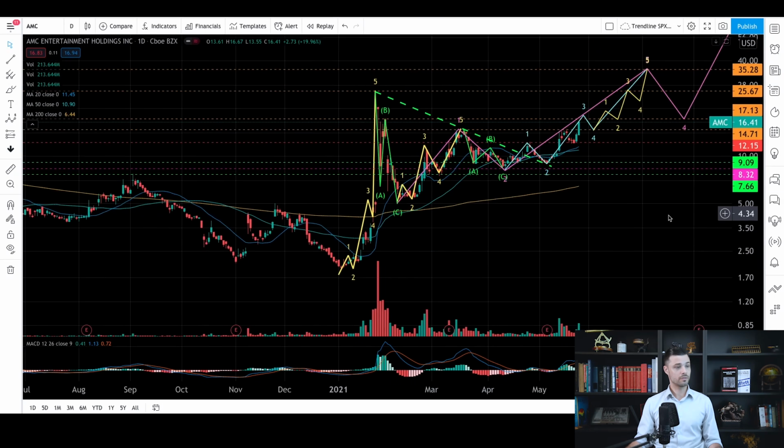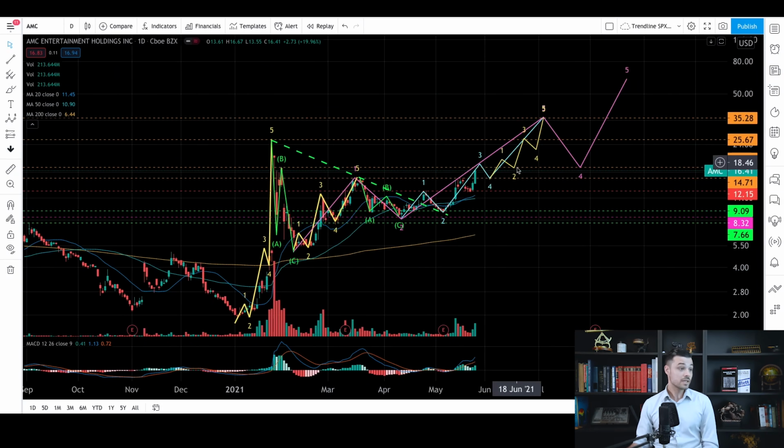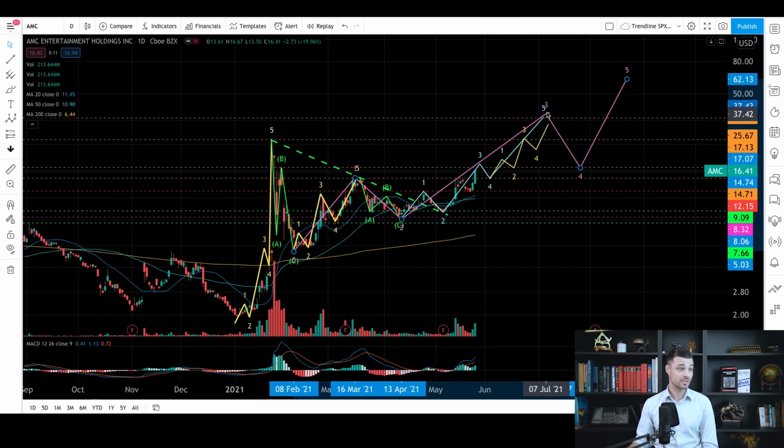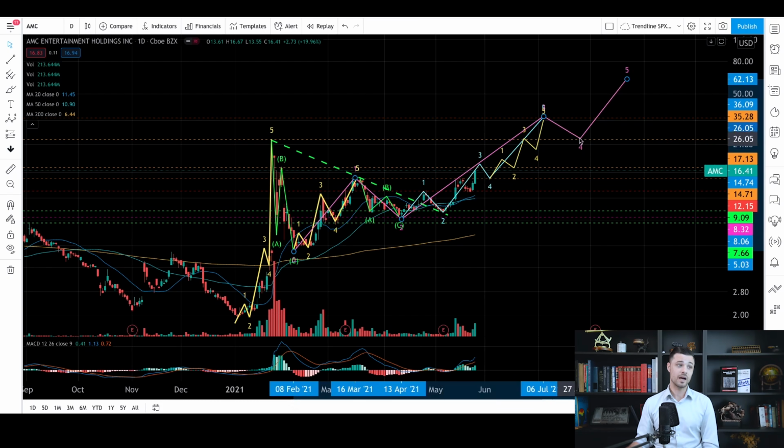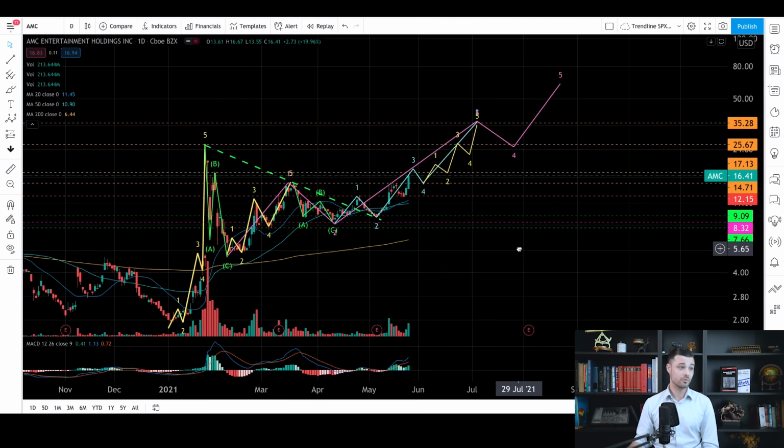So let me come back here. Let's see what we're having, guys. The third wave might even break the 35 level itself. This is possible as well, but most likely it will be the maximum of this third wave. And then let's see how deep we correct, but we know that we're going to have one move up. That's why we need some time.